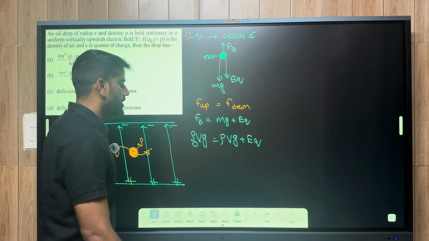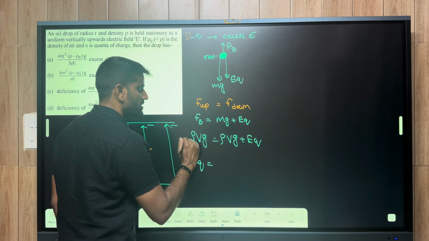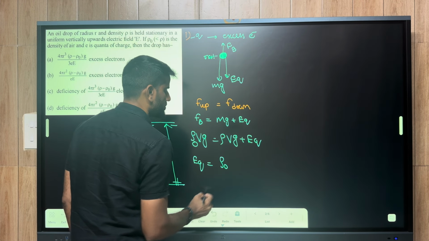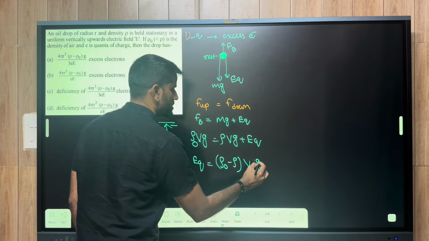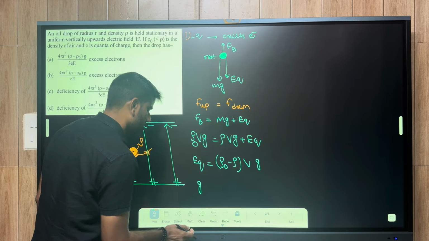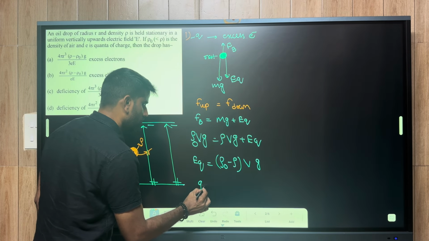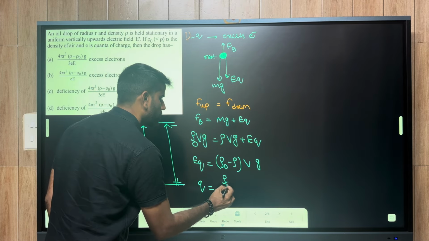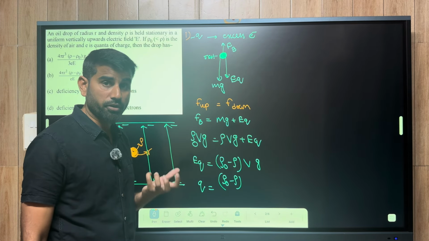Clear till now? Right. Now we need the charge. So EQ is equal to, taking this to this side, (rho naught minus rho) into V into G. Now Q is equal to (rho naught minus rho)... What is V? V is the volume of the oil drop.